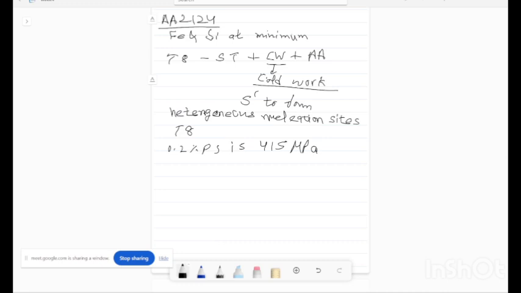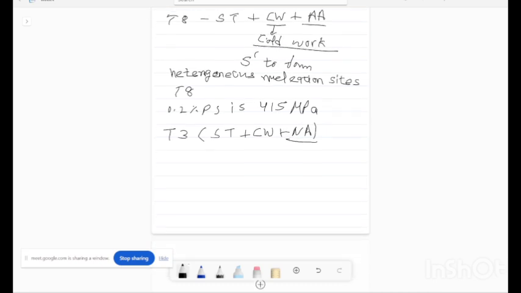The 2124 alloy is also used in the T3 temper condition, which is solution treatment plus cold working plus natural aging. So T8 is the artificial aging, T3 is the natural aging. So this has the yield strength of 350 MPa, and in the T4 condition yield strength will be 290 MPa.